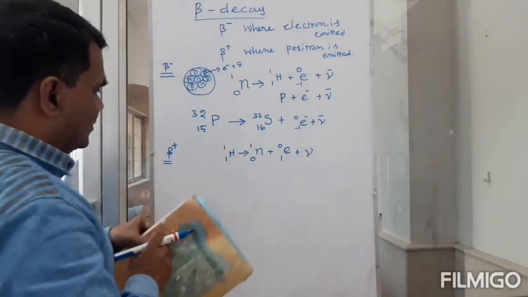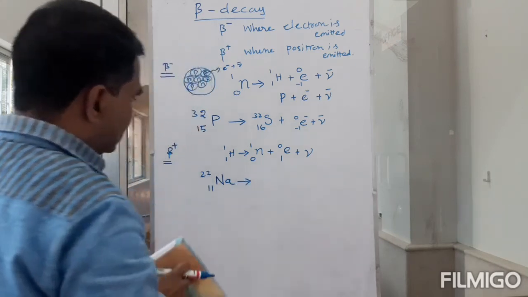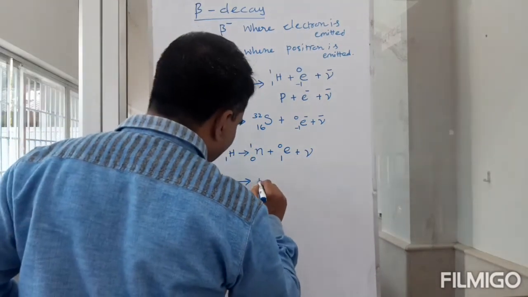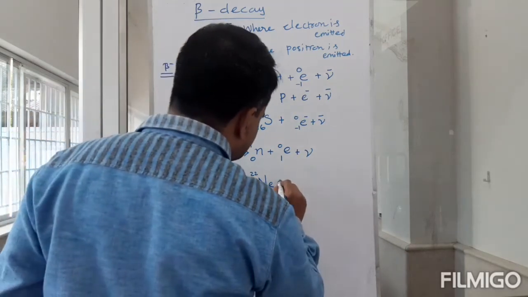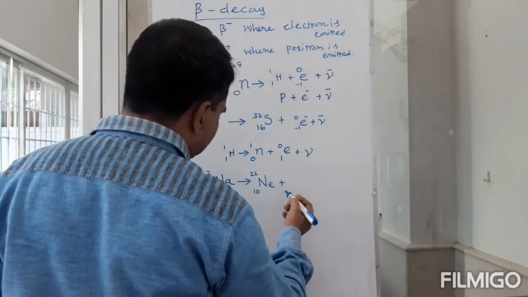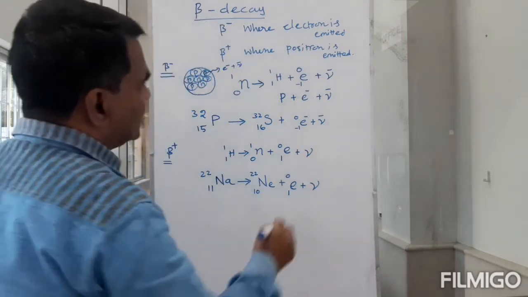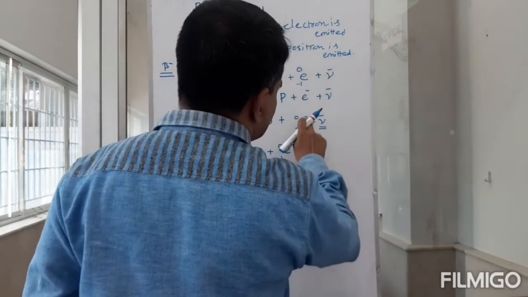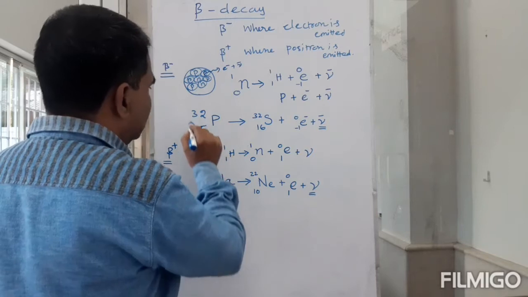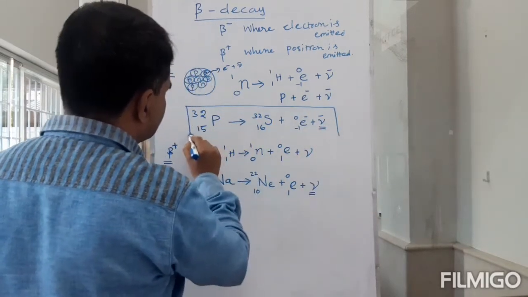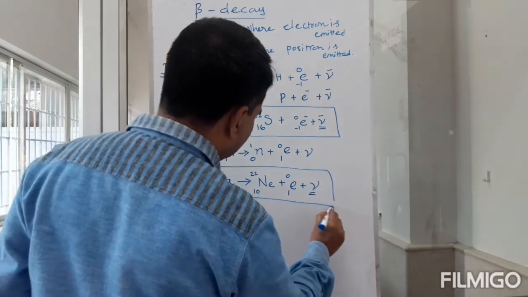The example is sodium. If I take Na, sodium 11 and 22, then this can become neon, 10 and 22, and this will give you a positron, e with a plus charge, no mass, and a neutrino. This is antineutrino, this is neutrino. Negative: electron, antineutrino. Positron: neutrino. Just keep that in mind. So this can happen too. These are the two examples of beta decay. It is possible for a nucleus to emit either an electron or a positron.